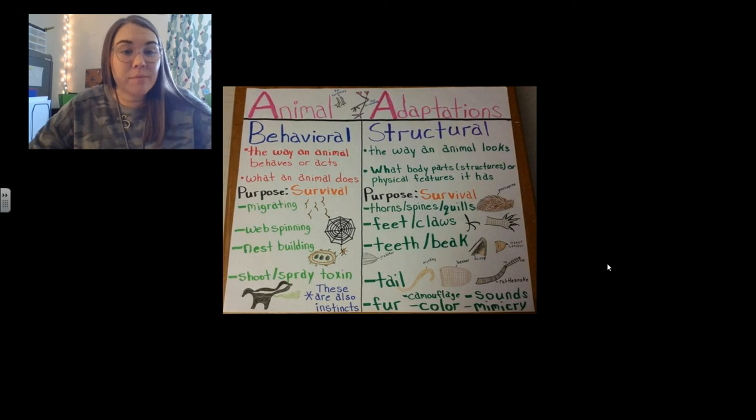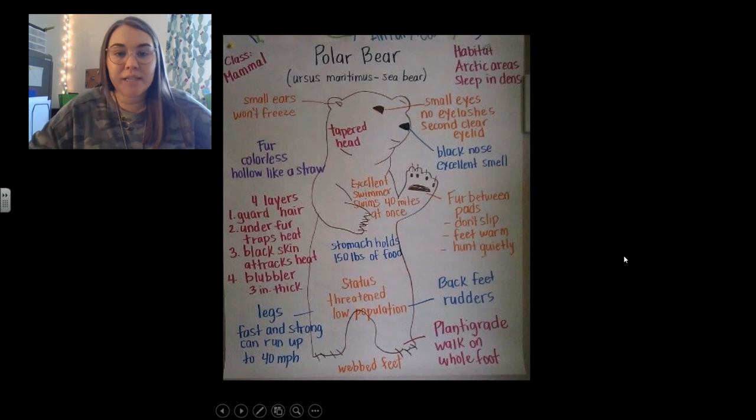We might also have animals that have behavioral adaptations. This is what an animal actually does. Sometimes animals migrate. If you've ever seen birds, they go south for the winter because it's warmer in the south. They might spin webs like a spider, build nests like a bird, or shoot or spray toxin like skunks do.